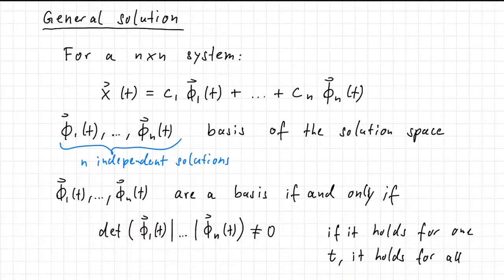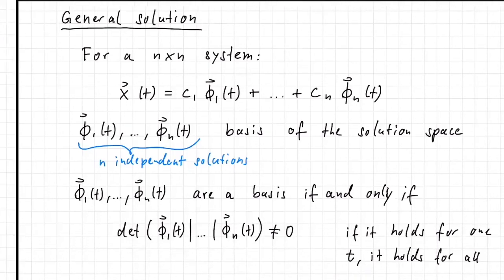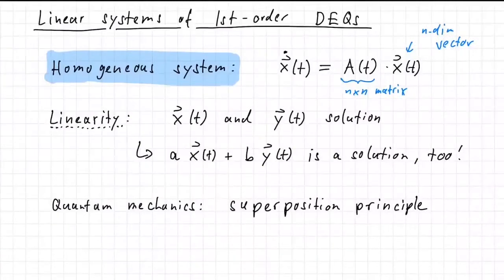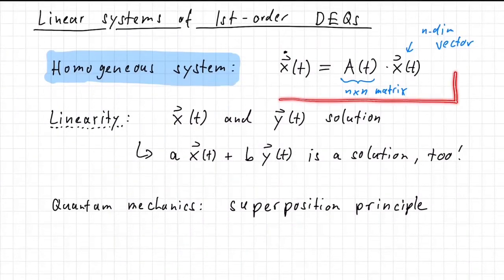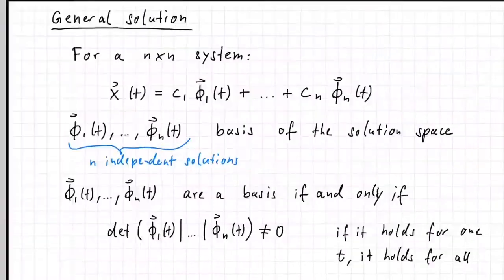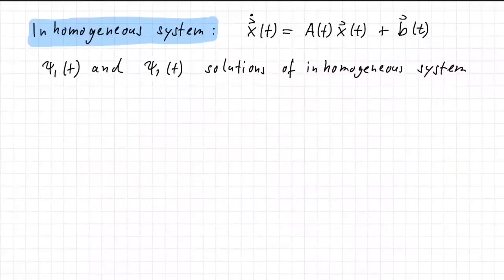So what I showed you so far is a so-called homogeneous system. I didn't say that name before. We call a form like this a homogeneous system of equations. There's also the inhomogeneous system of equations, where we additionally add a vector B of t.